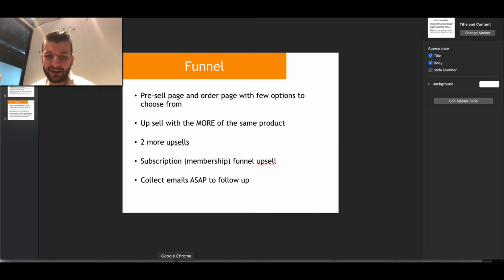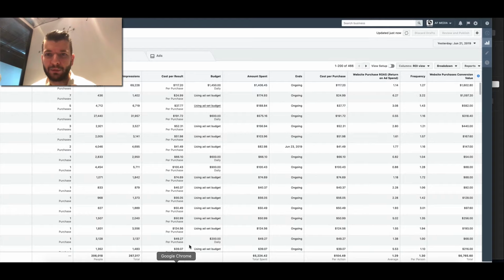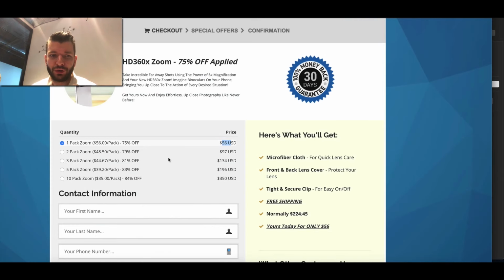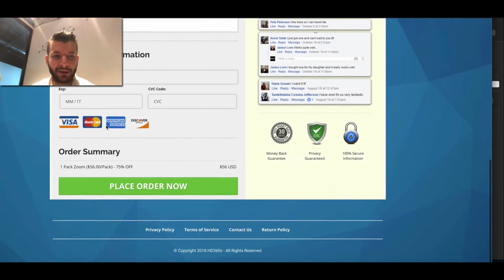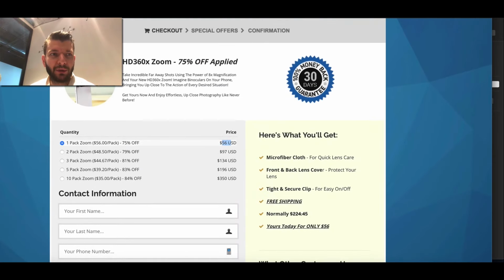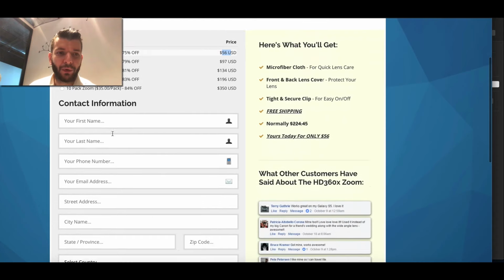And then another thing is to collect emails as soon as possible to follow up. For example, with this funnel, they haven't applied it, but basically on the first page, when you're just showing your offer, you should get their email addresses so you can follow up with them. Or even when you get the email address here, you can follow up and send them cart abandonment emails or emails with new offers.